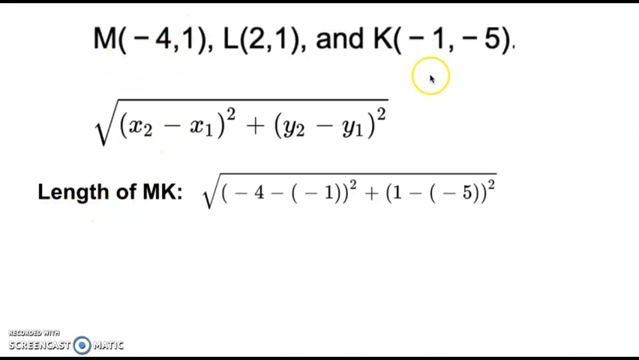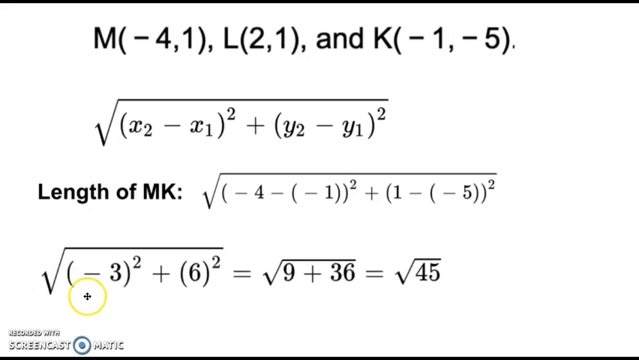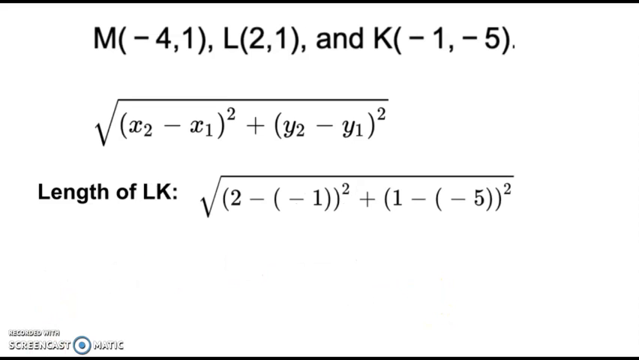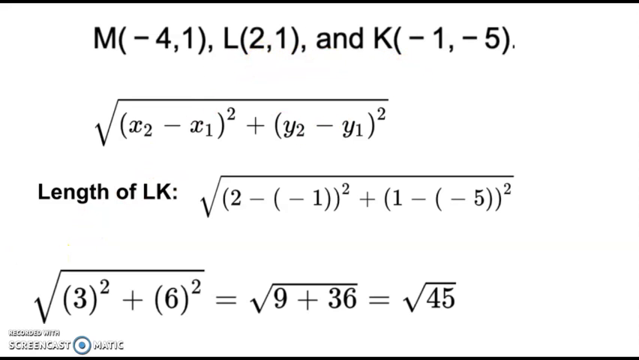Finding the length of MK using those coordinates in for x and y, we end up getting -3 squared plus 6 squared, which is square root of 9 plus 36, which equals the square root of 45, which isn't a perfect square, so leave it like that. Now the length of LK, substitute the coordinates of L and K in for x and y, and you'll have the square root of 3 squared plus 6 squared equals the square root of 9 plus 36, which equals the square root of 45.